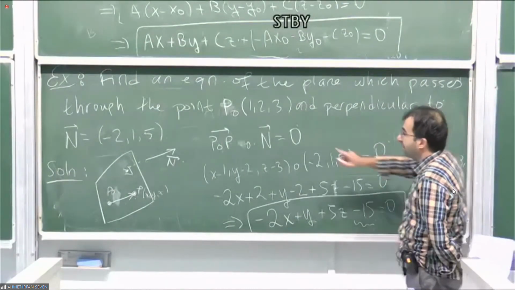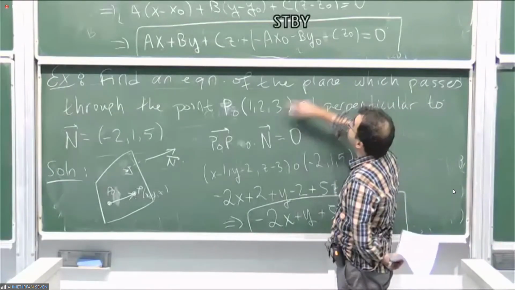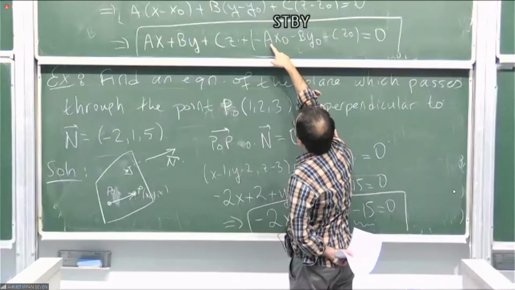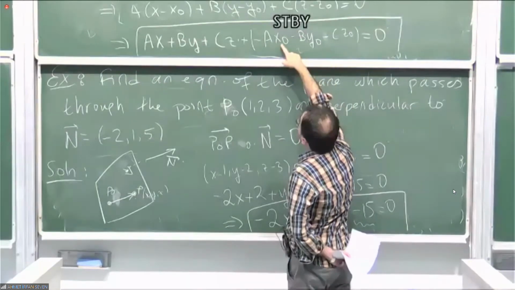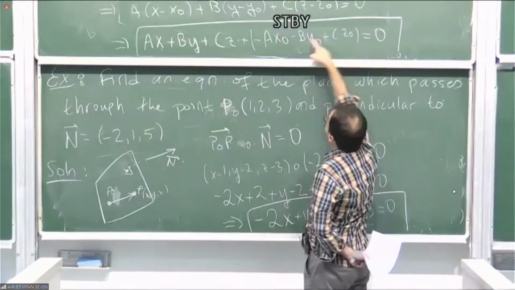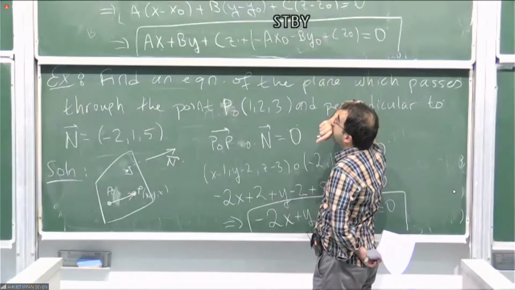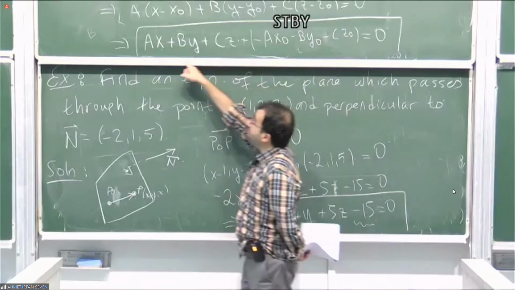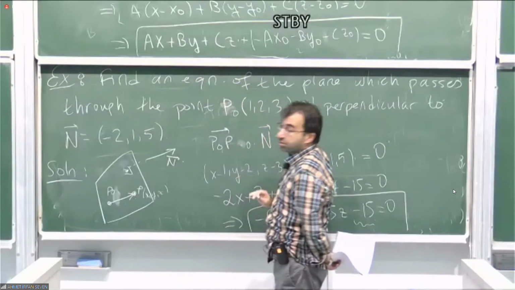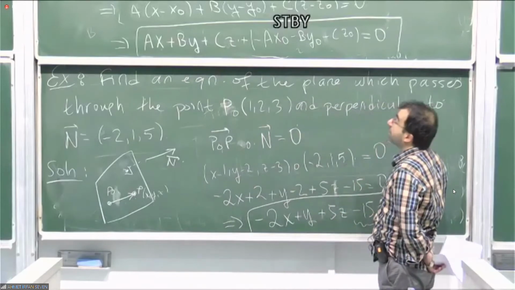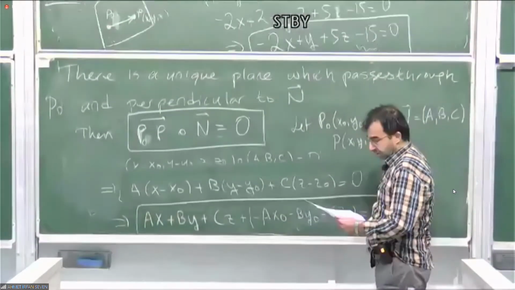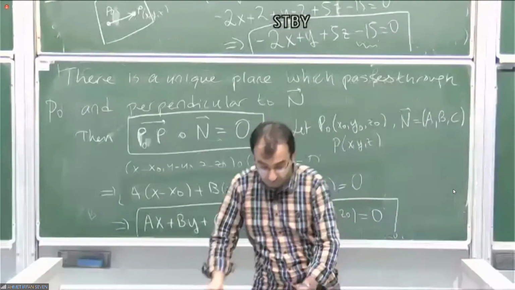Sorry, I must say that if I use another point and another normal vector, because you see this constant term also includes A, B, and C, not just x0, y0, z0. However, what I'm saying is that in front of x, y, z, only the normal vector shows up. This P0 does not appear. Okay, any questions?